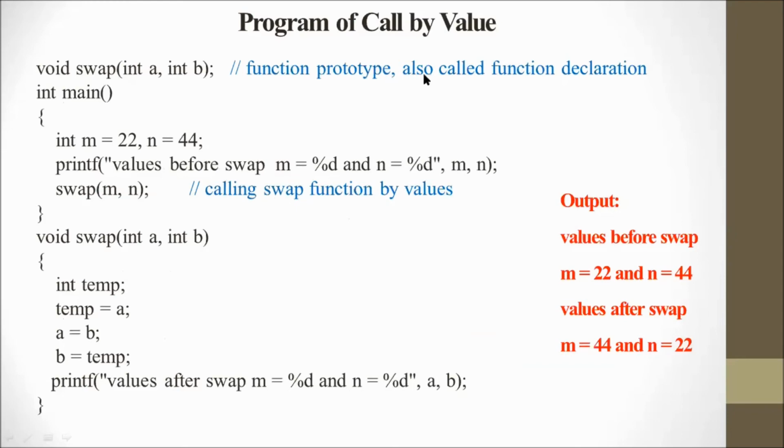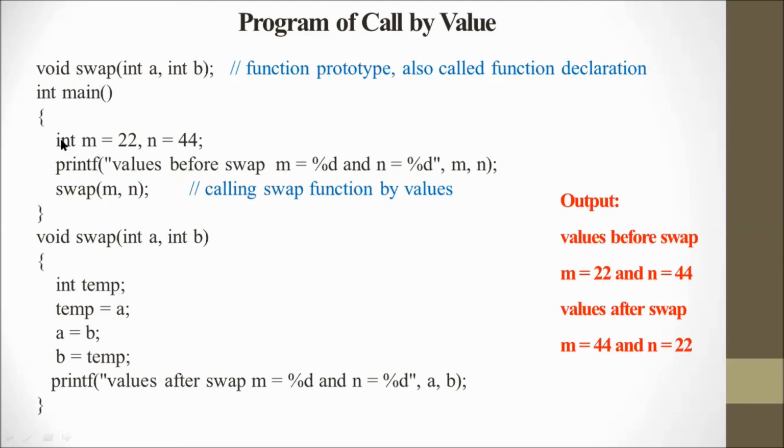Program of call by value. Here we use this program for call by value. We declare void swap(int a, int b). The comment shows the function prototype, also called function declaration. We can also declare it globally above the main function.